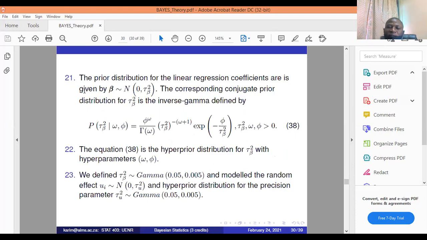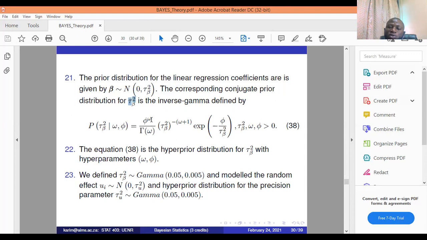Just like I said, the prior distribution for the linear regression coefficients, the beta we said is normally distributed with mean 0 and variance tau beta. Because this is normally distributed with mean 0 and variance tau square beta, the corresponding conjugate prior for this, we said, has the inverse gamma distribution, and that is defined by what we have here. This is the inverse gamma distribution.